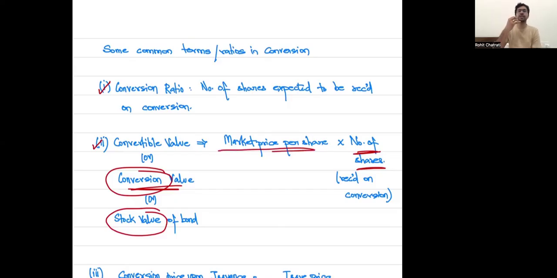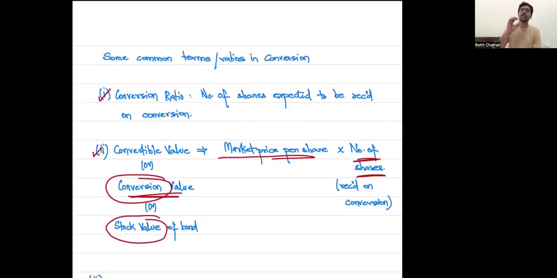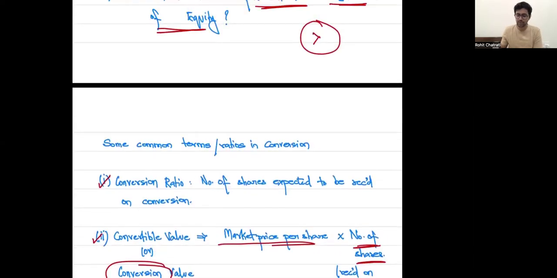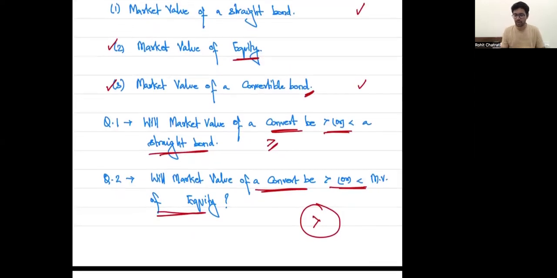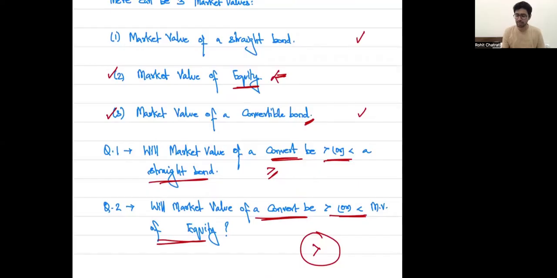What is the conversion value? It basically means if you convert it into equity shares, what is the value of this? So the stock value of the bond or conversion value represents the number of shares that you're going to receive upon conversion multiplied by the market price per share. In our example, this was 20 shares multiplied by the current market price of rupees 4, which is 80. Rupees 4 was in case 1, multiplied by 20 shares is equal to 80 rupees. That is represented as the stock value of the bond or conversion value of the bond. This is also what we discussed as the market value of equity. What we refer to as market value of equity is nothing but the conversion value.